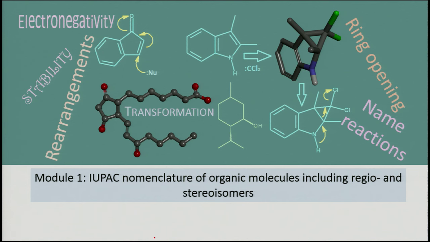A logical and a systematic approach to solving organic chemistry problems for CSIR-NET. In module 1, IUPAC nomenclature of organic molecules including regio and stereoisomers will be covered.